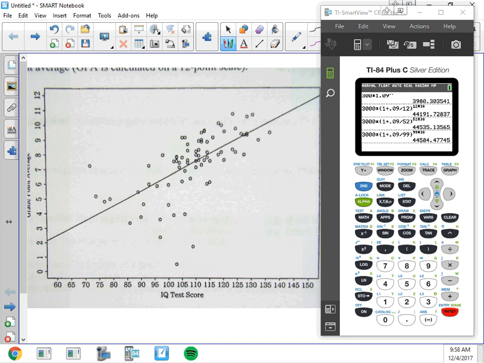Use this line to predict the GPA of a student with the IQ of 110. I'm going to get a line, and I'm going to draw a vertical line at 110, and then a horizontal line. It looks like 7.5.